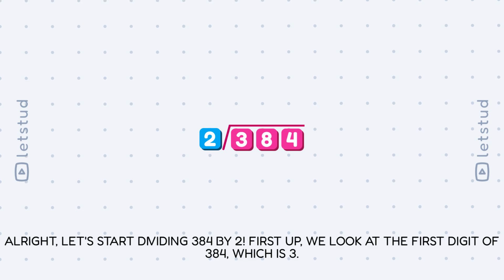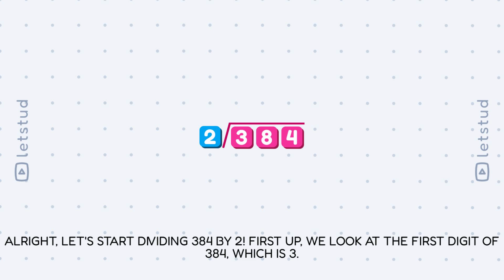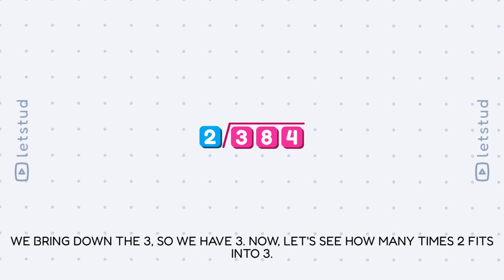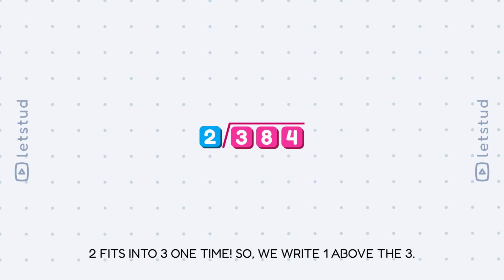Alright, let's start dividing 384 by 2. First up, we look at the first digit of 384, which is 3. We bring down the 3, so we have 3. Now, let's see how many times 2 fits into 3. 2 fits into 3 one time, so we write 1 above the 3.